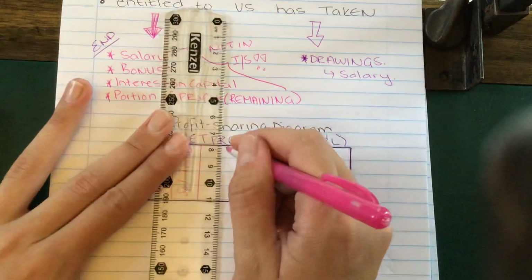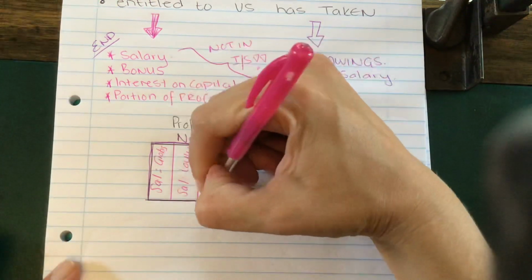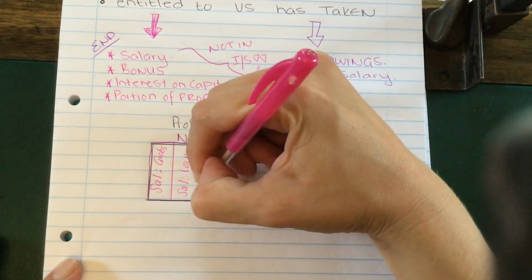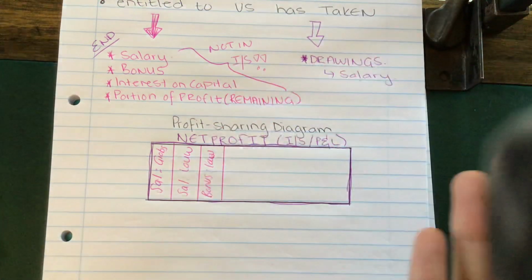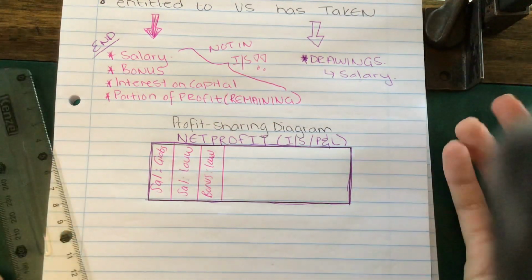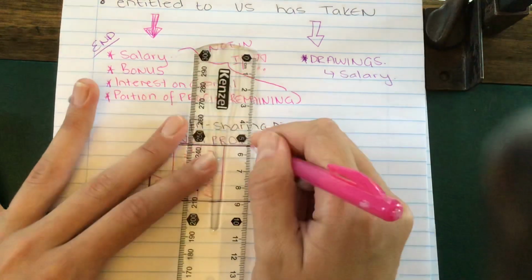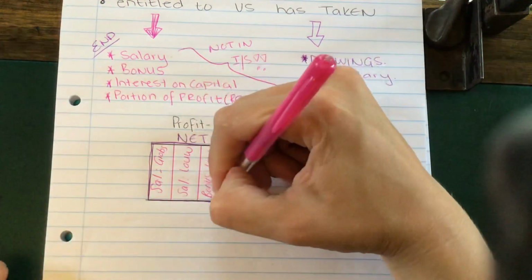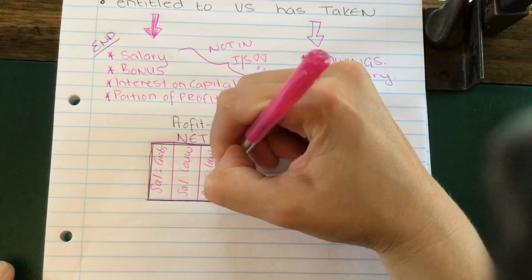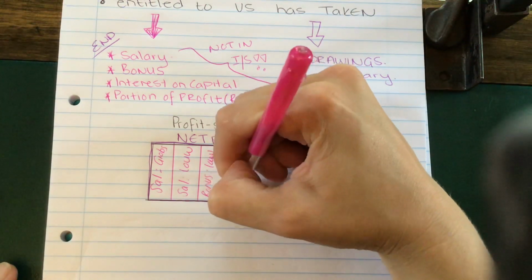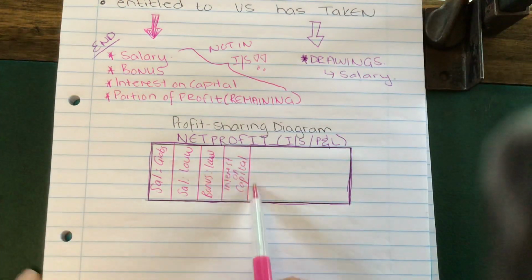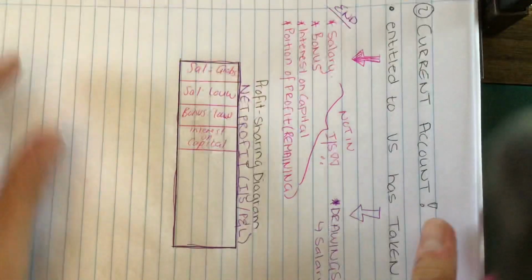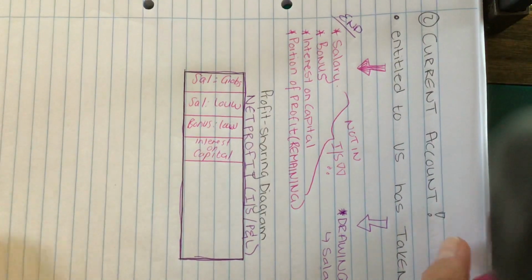Then we need to give one a bonus. So let's give a bonus to Low. This is for hard work, bringing in extra customers, etc. Then we have to give each partner their interest on capital. Okay, can you see that there's only one account here? Okay, let me turn this so you guys can see. Okay, the interest on capital.